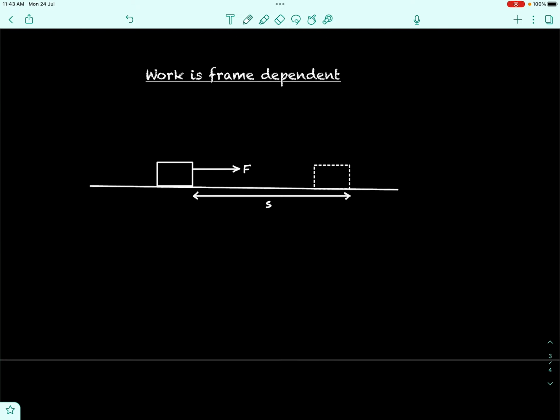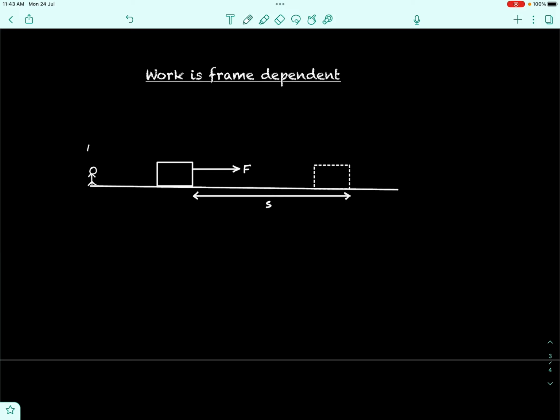Work is dependent on the frame of reference from which we study it, from which we try to find it out. Work is frame dependent. Let us see how. There is this block of a certain mass, and there is a force F acting on this block towards right, due to which the block undergoes a displacement S towards right. Now this displacement S is as observed by an observer who's standing on the roadside, standing still with respect to the ground and observing this motion of the block happening towards right, right?